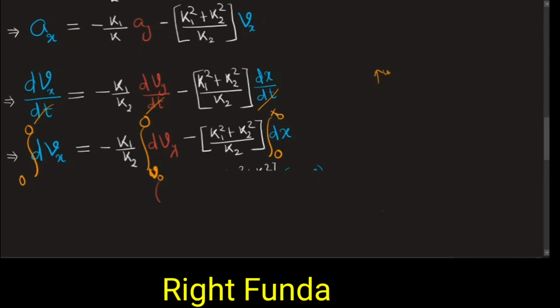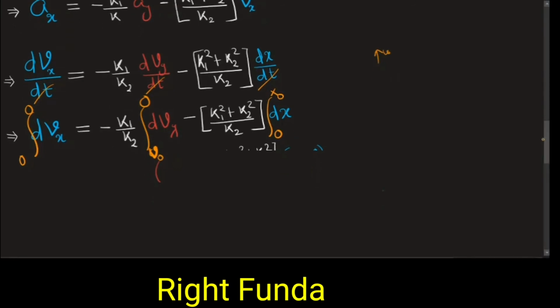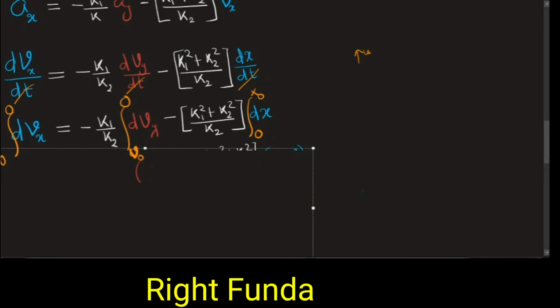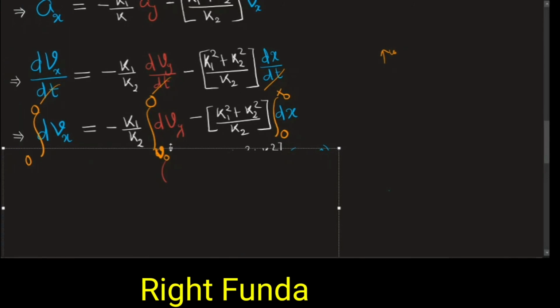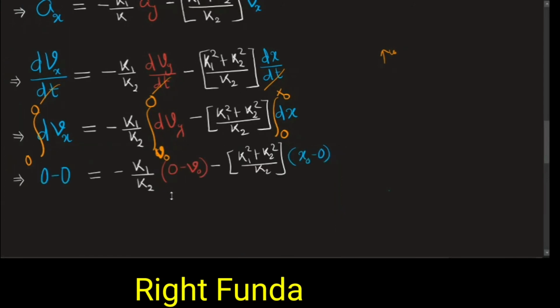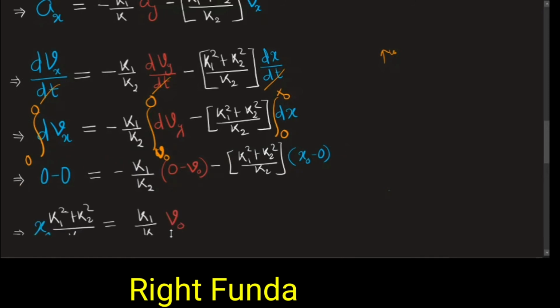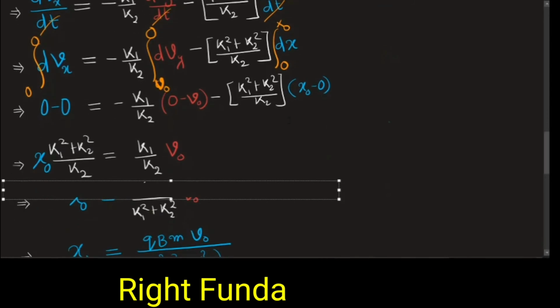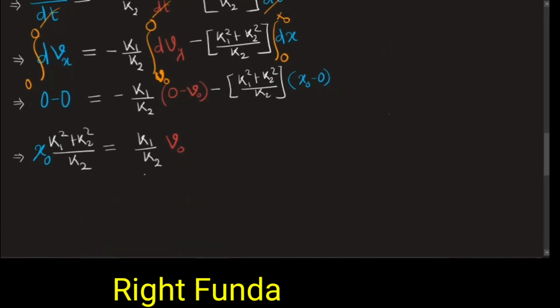Suppose I give the name x naught to the x coordinate, then I need to calculate it. If I integrate this, the integration of dvx will be equal to vx, a simple integration. I substitute the limits, and after substituting we get these equations, and if I simplify this, I get x naught into k1 square plus k2 square is equal to this.